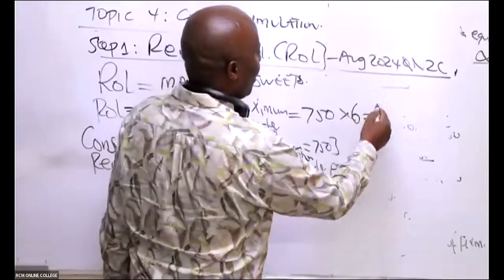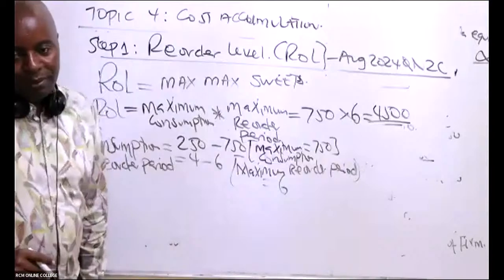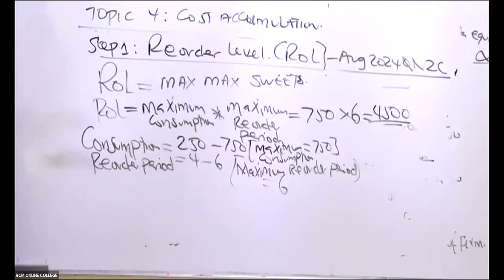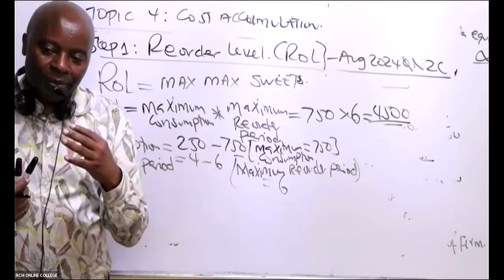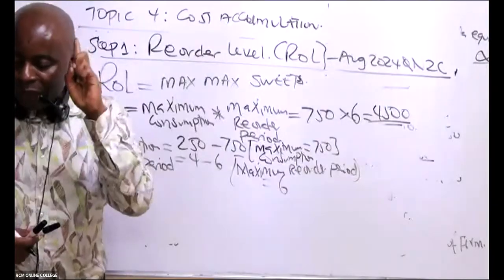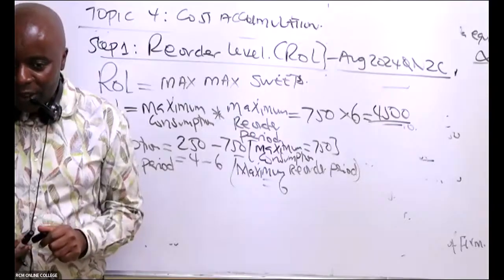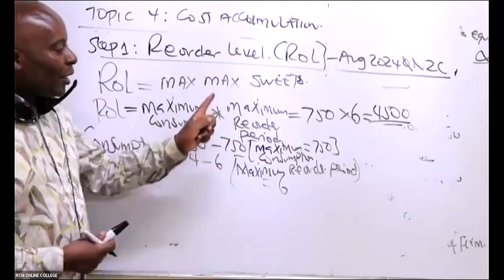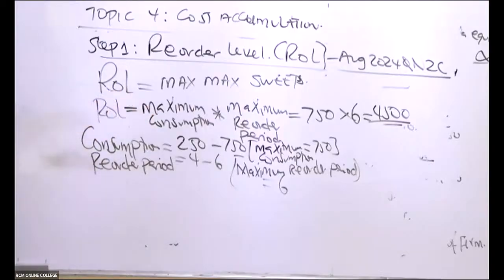Thank you so much. So what do you understand with this 4,500? It is that exact quantity. Once we reach there, we must place an order. We'll be having like 10,000 units in our stores. We continue consuming them, from 10,000 to 9,000, 8,000, like that. Once we see we have reached 4,500, we say we shall run out of stock. So now we place an order at this exact reorder point, reorder level.